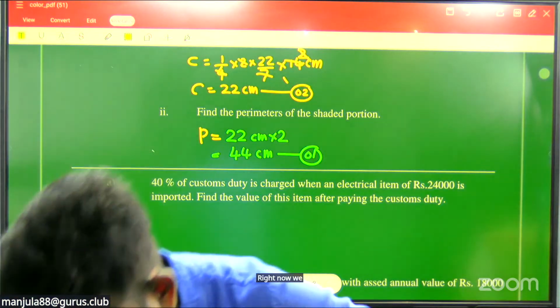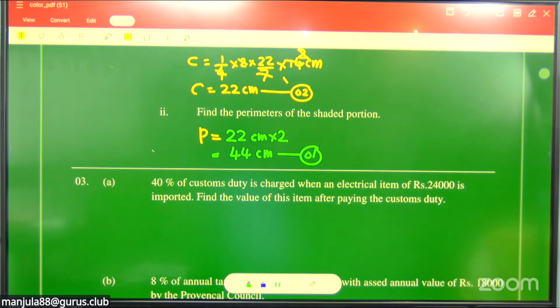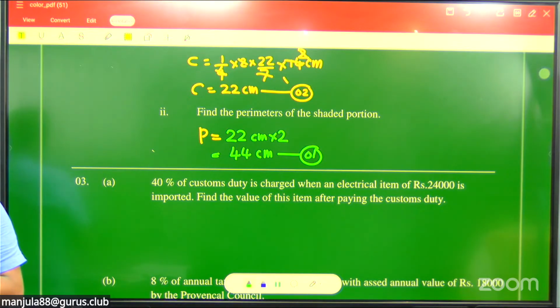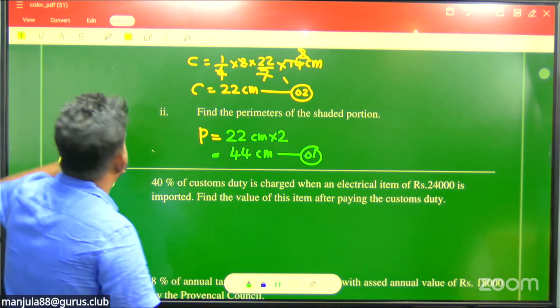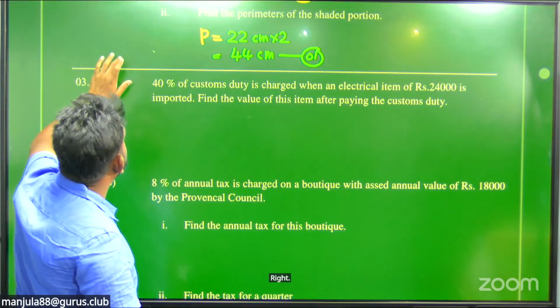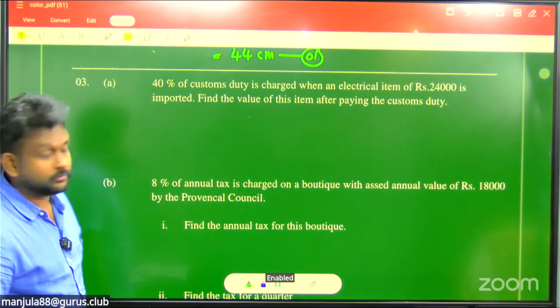Right, now we move to the third one. Right. And let's see the third one. Right.